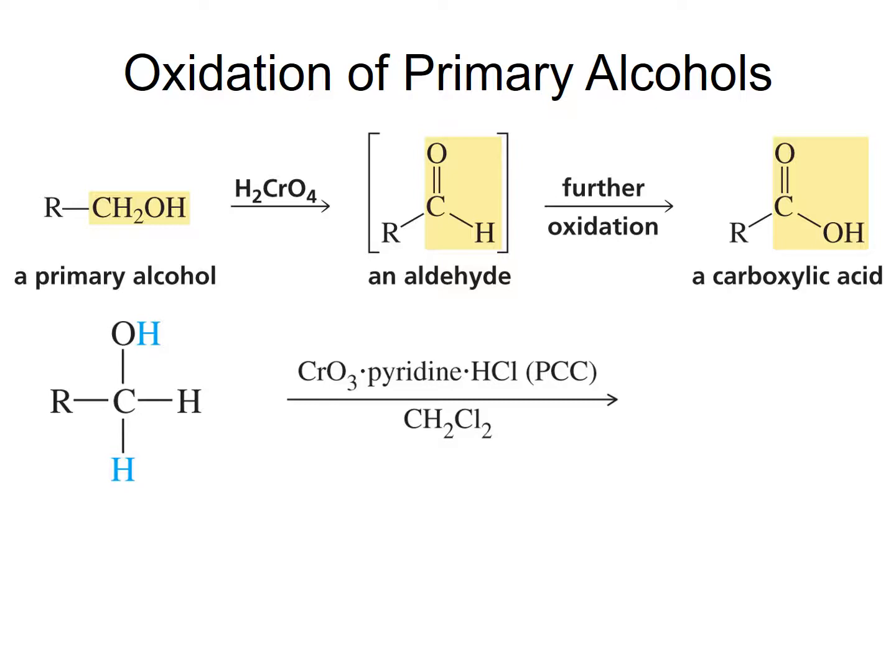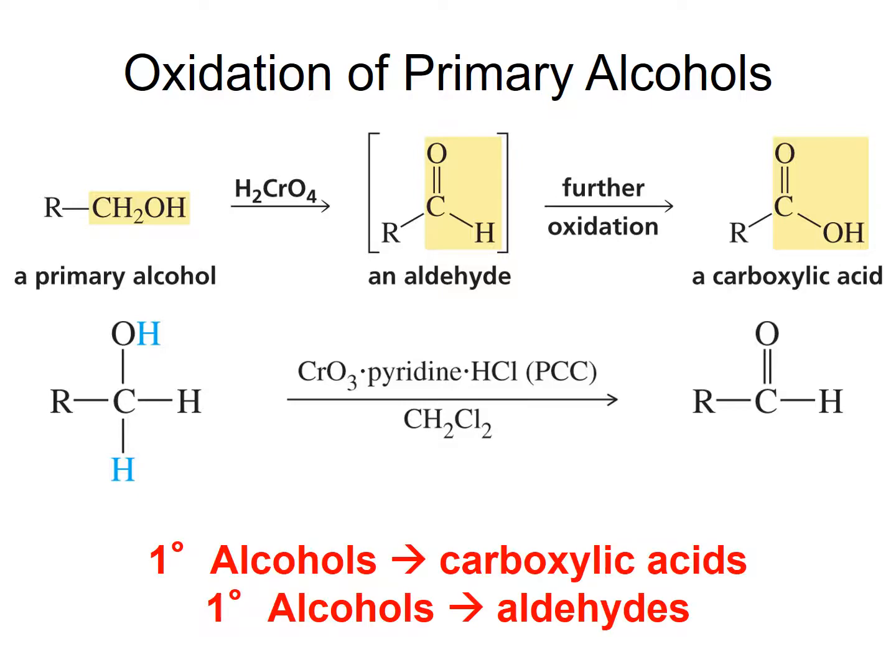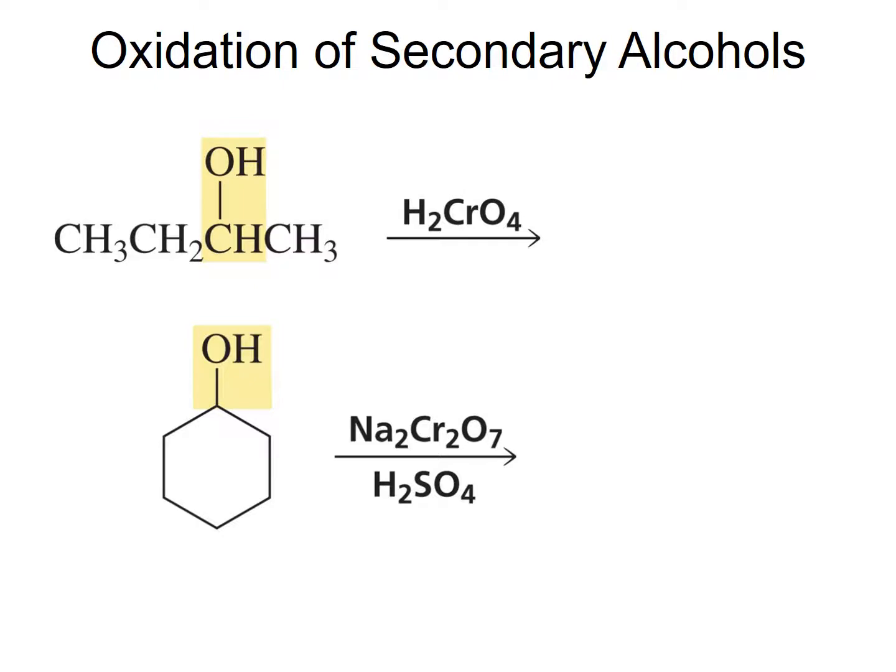If you use a different chromium reagent known as PCC, you will end up oxidizing a primary alcohol to an aldehyde. This reagent is different in that it will stop at the middle stage of what Jones can do. You do not need to worry about the mechanisms of these, but you should be able to associate what functional group you're starting with and what functional group you're ending with. In both of these cases, primary alcohols can turn into carboxylic acids or aldehydes depending on which reagent you use.